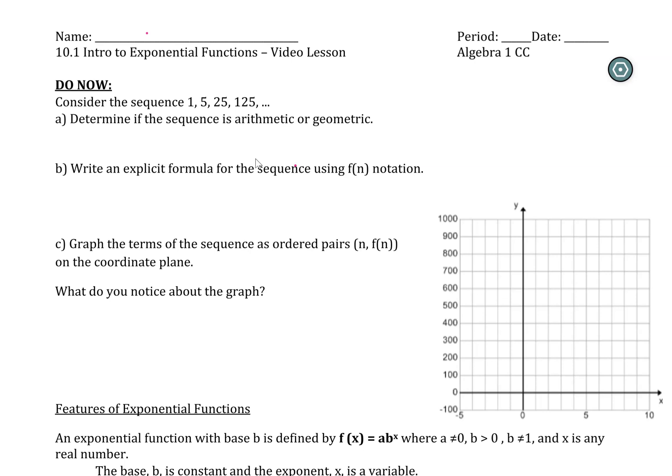So this first sequence that we have here, is it arithmetic or geometric? In this one, it is geometric. The reason for that being that it is not a constant change, right? That is not growing like a linear function. It is something that is being multiplied. So like 1 times 5 is 5, 5 times 5 is 25, 5 times 5 times 5 is 125, and so on and so forth. So this one is in fact geometric.